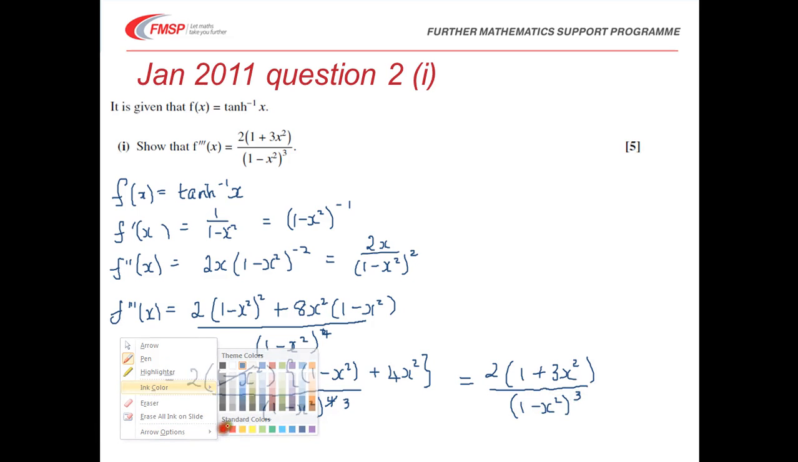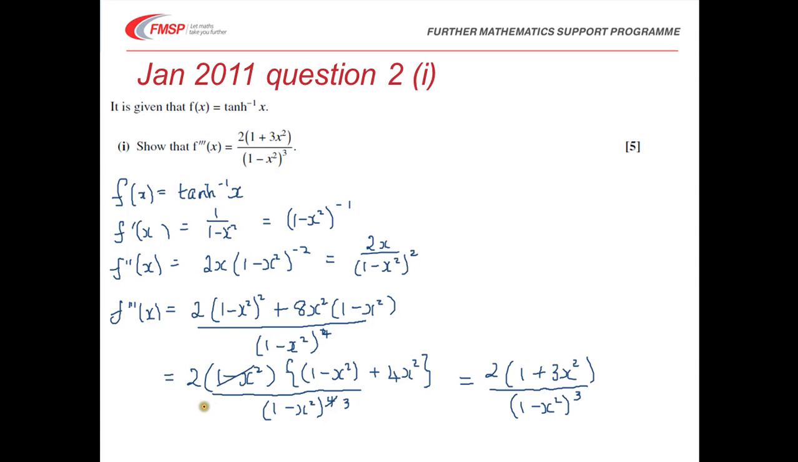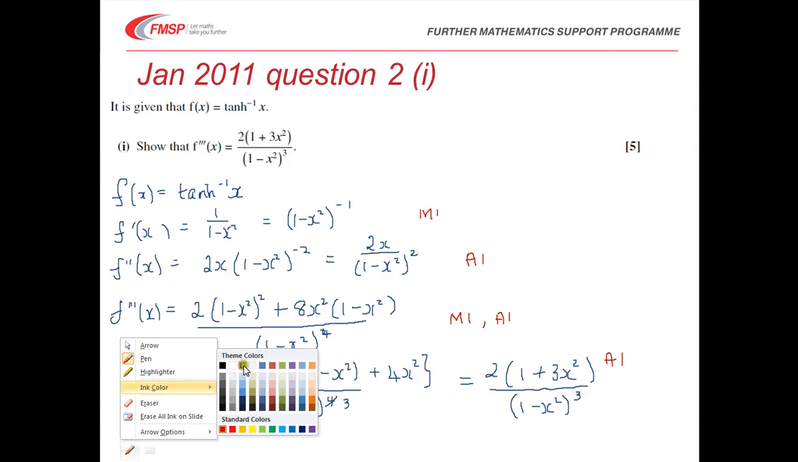So if we have a look at how the marks are allocated, there were 5 marks for that question. There was 1 mark just for getting your derivative of the inverse tan, a method mark. There was an accuracy mark for doing this first bit here, finding your second derivative using the chain rule, and then there was a method and an accuracy mark here for using the quotient rule to get as far as this stage, and then another accuracy mark for making sure that you have it in the correct form. So 5 marks in total for that particular bit.